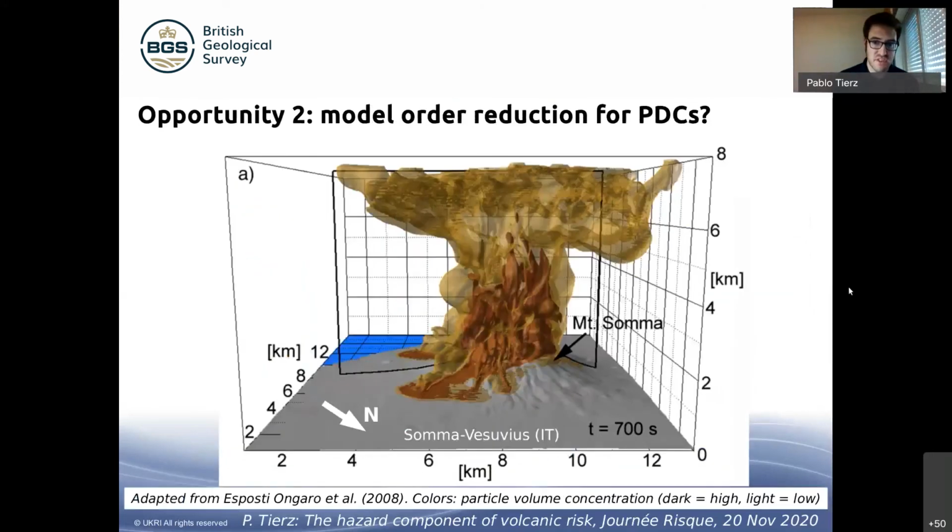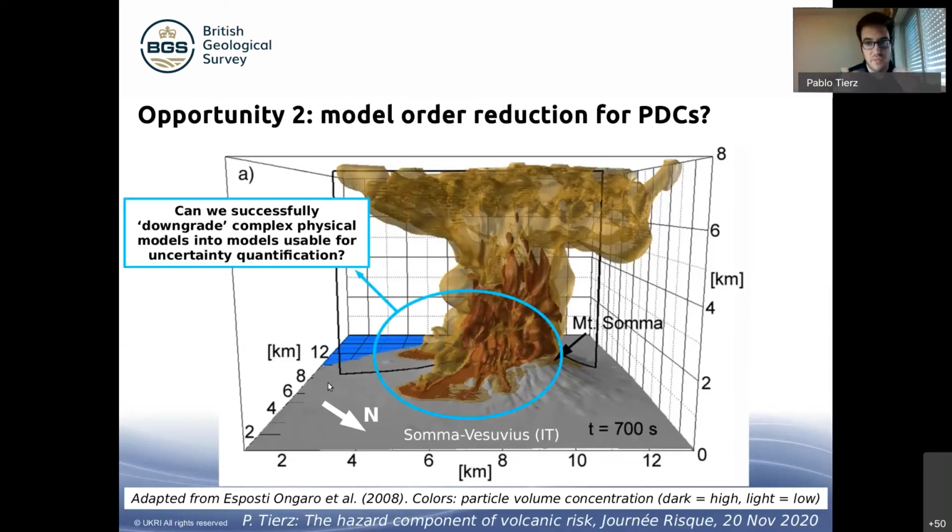A second opportunity, and that's an open question, is whether we are able to simplify our complex models. Here's an example of a model that back in the day took basically 1 week in a very powerful supercomputer to run one simulation. Perhaps now the runtime has been reduced, but still it's a very long runtime if we want to quantify uncertainty using this model.